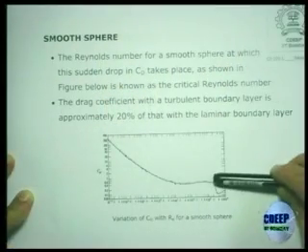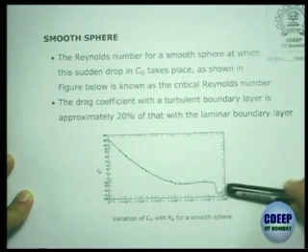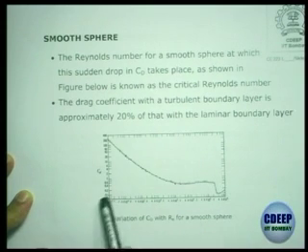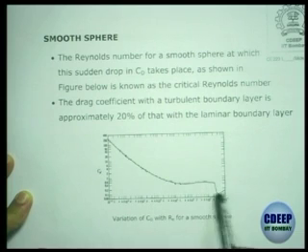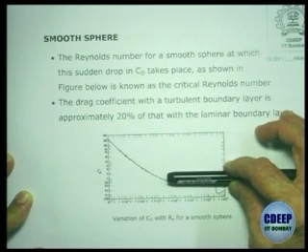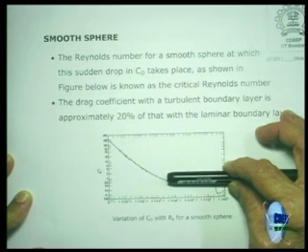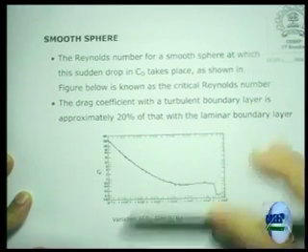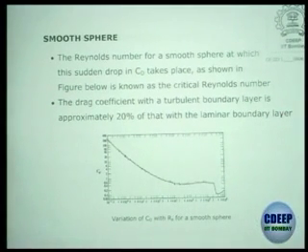As you see here, it goes up to this laminar boundary layer. Suddenly it drops to a very small value, point even 1. Here the drag coefficient was close to 0.5, suddenly it drops to 0.1. You see what a great reduction.